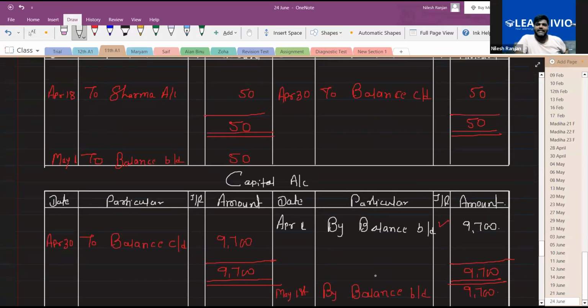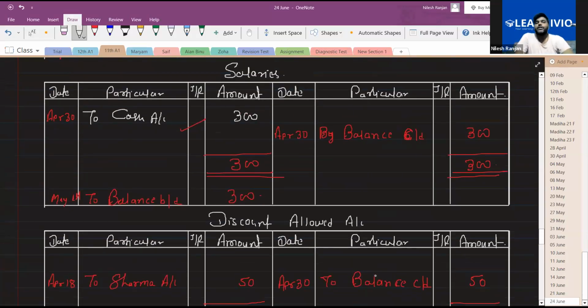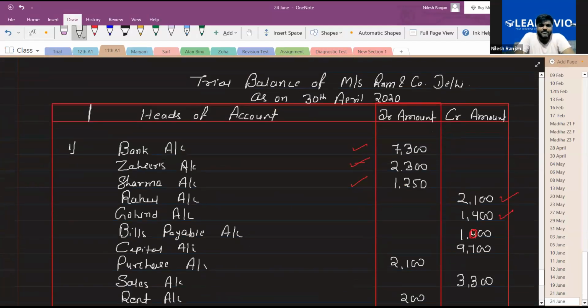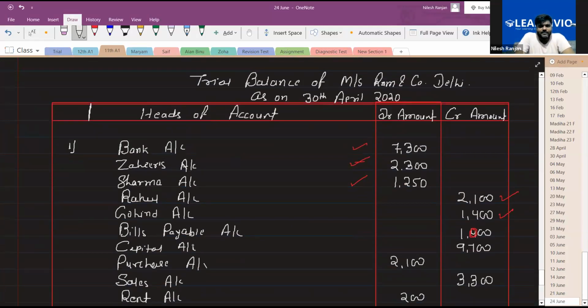All the balances are written in the trial balance. Now tell me, do you understand how it will be written in the trial balance? Mihir? Hello, Mihir.